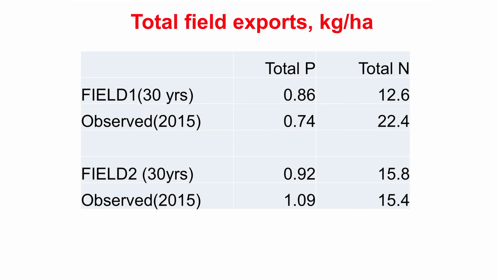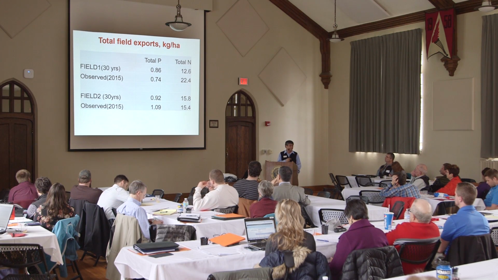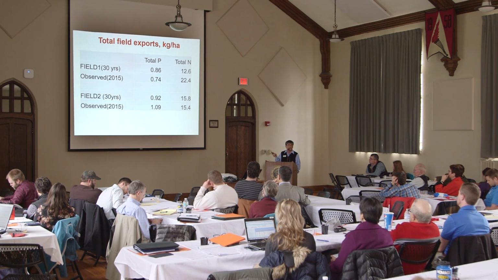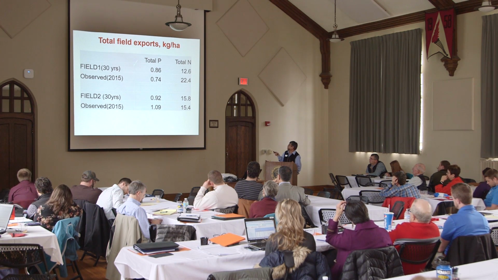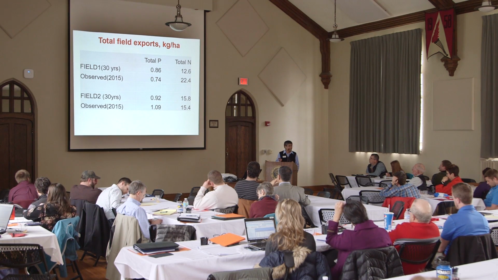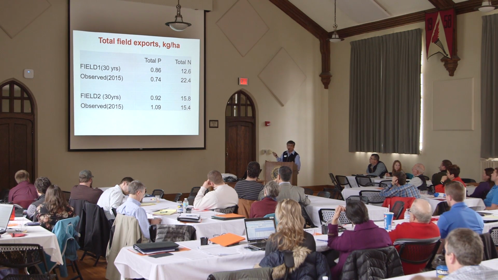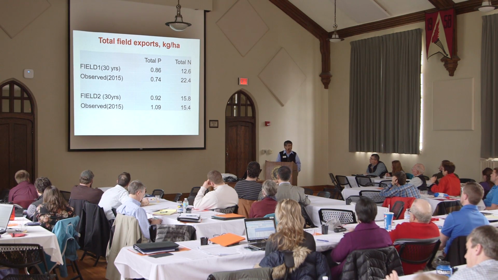Now, this is for the actual exports of the nutrients. Note that in our simulation with NTT, we are doing it for 30 years, and for the observed data, we only have 1 year of data. So there's a big difference there. Why 30 years? Because we want to take into account the variability and uncertainties between the years with respect to the weather. So in terms of total P exports, this includes the tile exports and the surface runoff exports. Between the two fields, I think the model is doing pretty okay. And then for the total N, the field one is okay. The second field is off by almost 50%. So there are some uncertainties there.